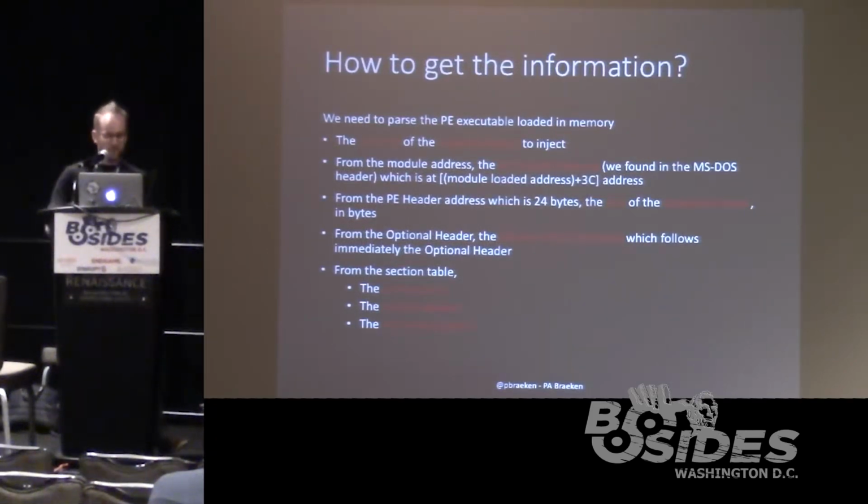From the optional header, you can get the section table structure, because it follows immediately the previous information you get. And from the section table, you will have the virtual size, the virtual address, and the raw data pointers that you need to calculate your padding zone, etc.